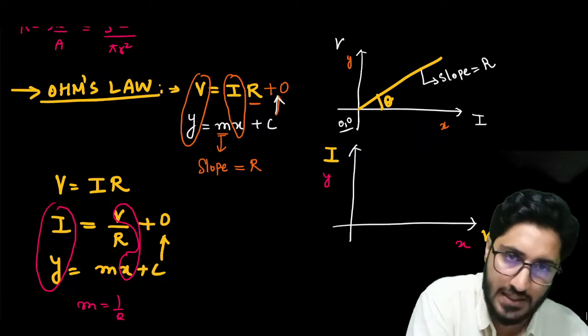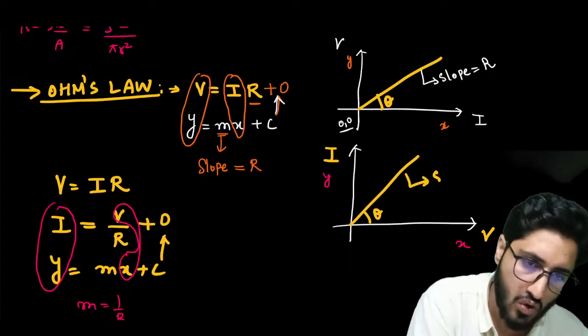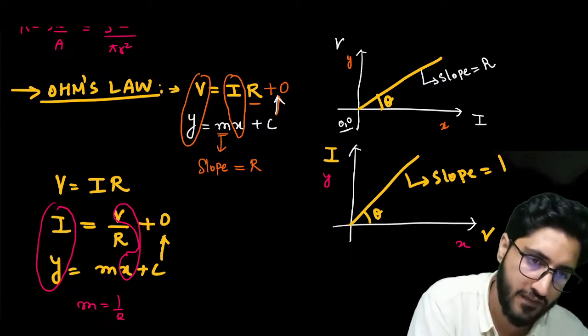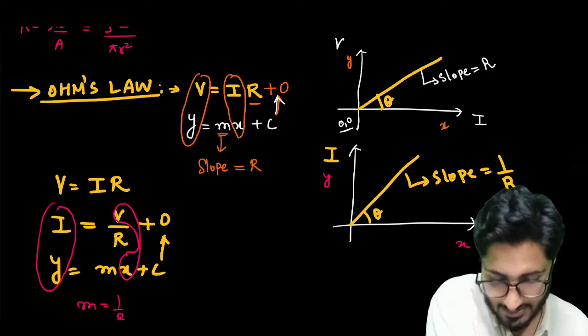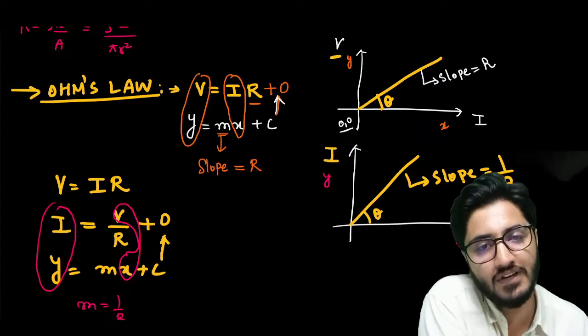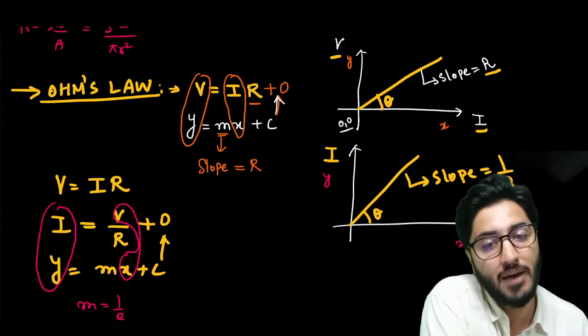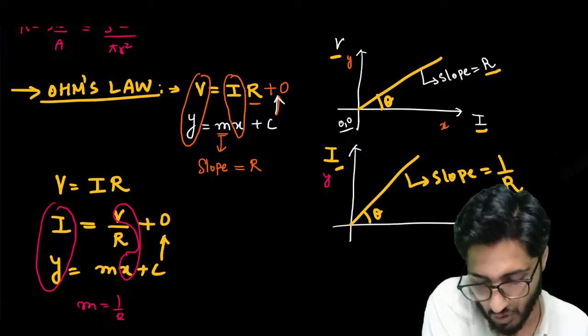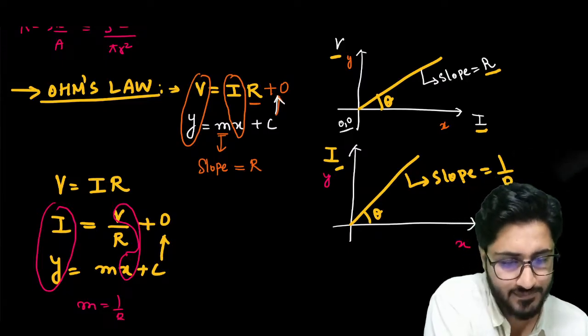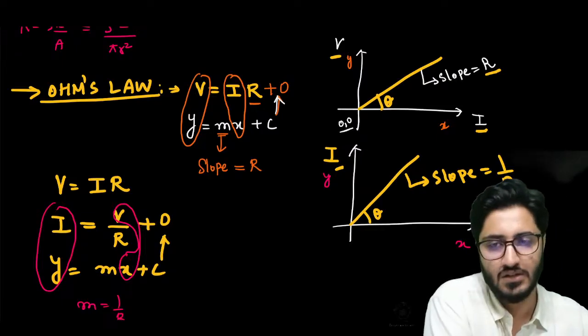So this slope, theta, represents the inverse of resistance. If you have a graph between V and I, slope will give you the resistance. If you have a graph between I and V, slope is 1 by R. Done? Okay, this was based on Ohm's law.